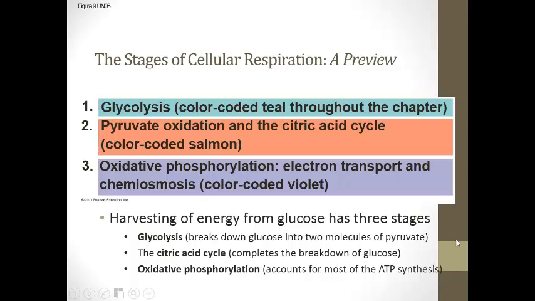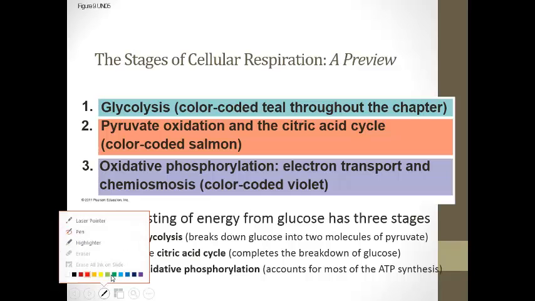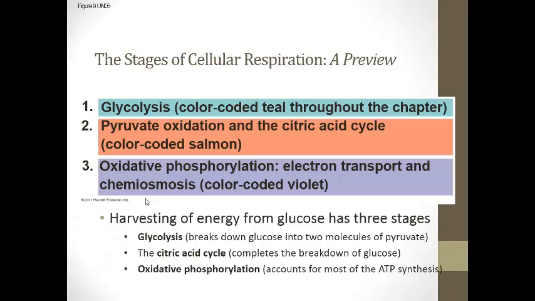Welcome to AP Biology. This video is on the stages of cell respiration. Cell respiration is going to take place in three major stages. Stage number 1 is called glycolysis. Stage 2 is pyruvate oxidation and the citric acid cycle. Stage 3 is called oxidative phosphorylation. That includes electron transport and chemiosmosis.